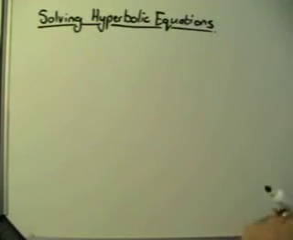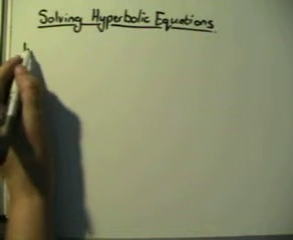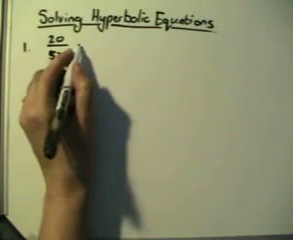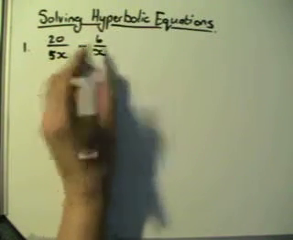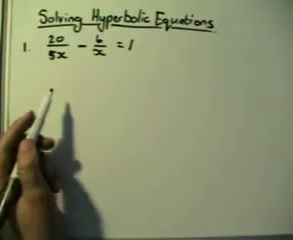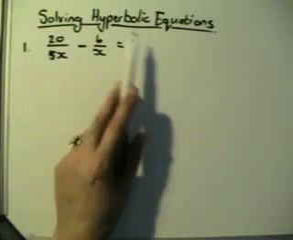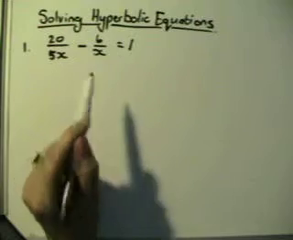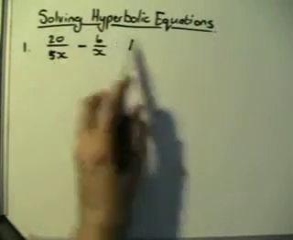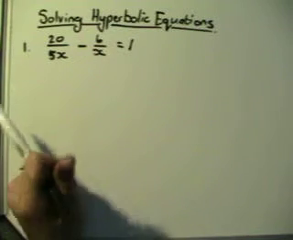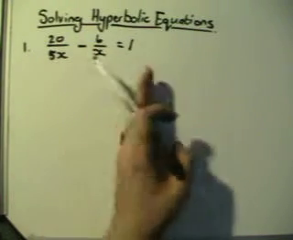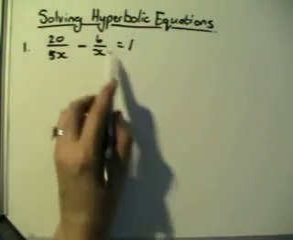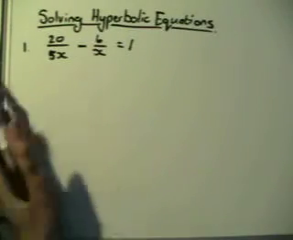Solving hyperbolic equations. Now, hyperbolic equations are equations where I have fractions, but the denominators of the fractions contain x values, like this one. And hyperbolic equations are just another form of solving linear and quadratic equations, because I'm actually going to change the hyperbolic equation into a linear or quadratic equation by just multiplying by the common denominator, the lowest common multiple of the denominators throughout the equation.